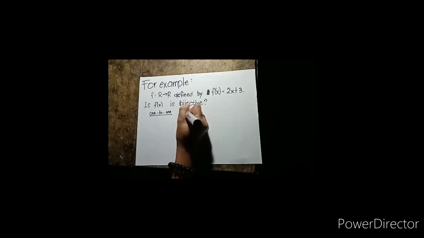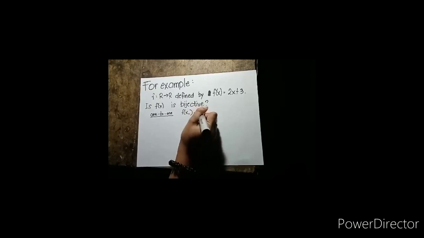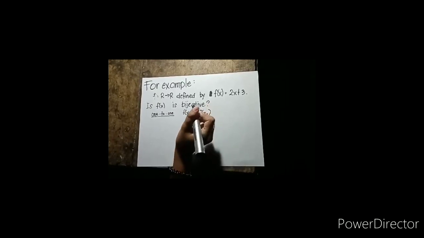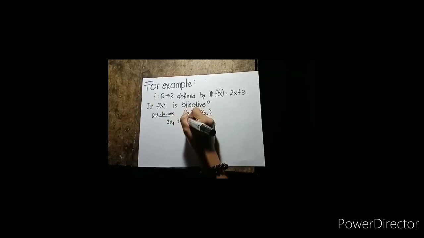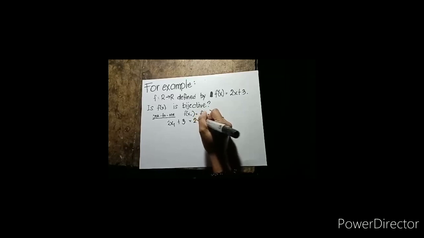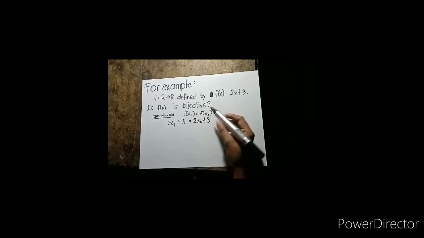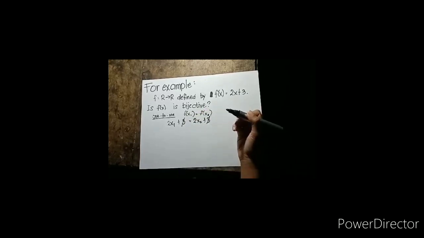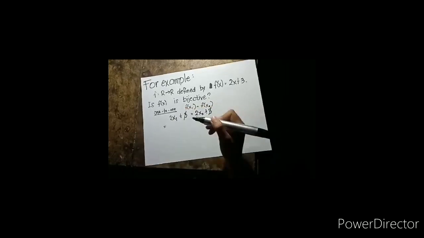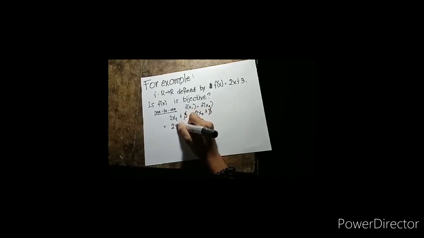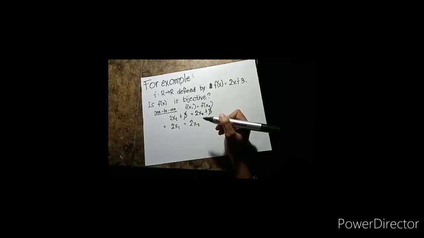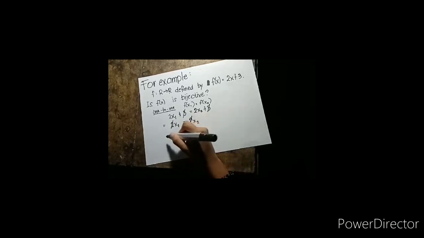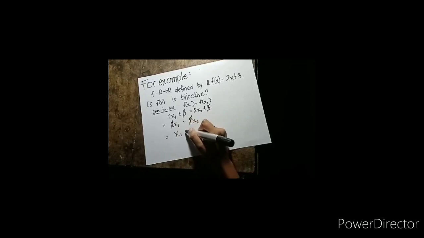f of x sub 1 is equal to f of x sub 2. Then, 2x sub 1 plus 3 is equal to 2x sub 2 plus 3. Then, we have to cancel 3 on both sides. Next, 2x sub 1 is equal to 2x sub 2. And again, we can cancel 2 on both sides. So, we get here x sub 1 is equal to x sub 2.